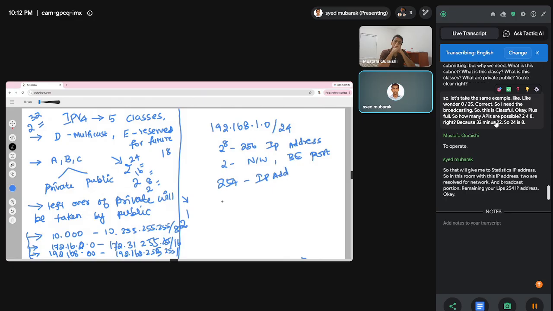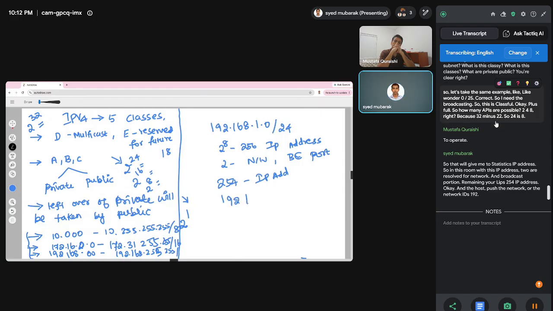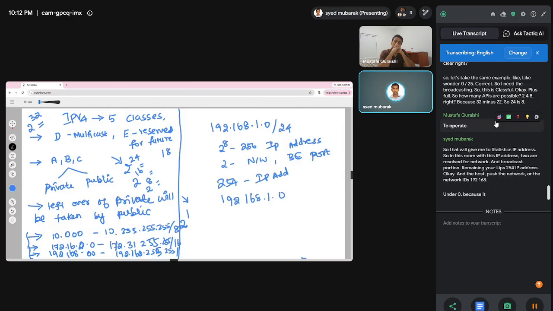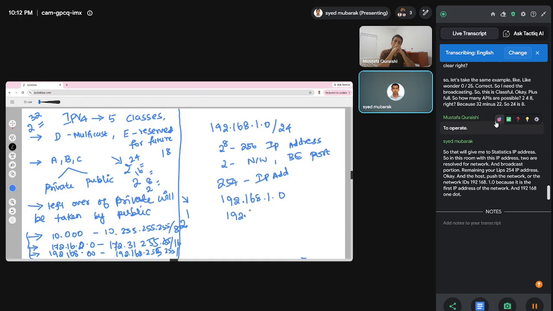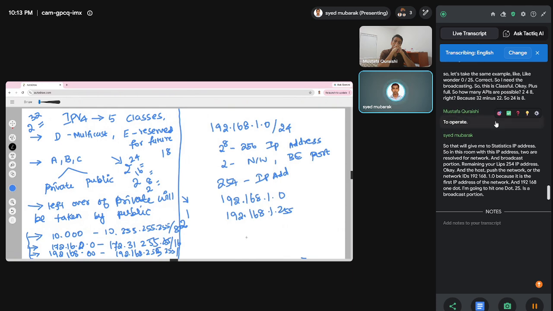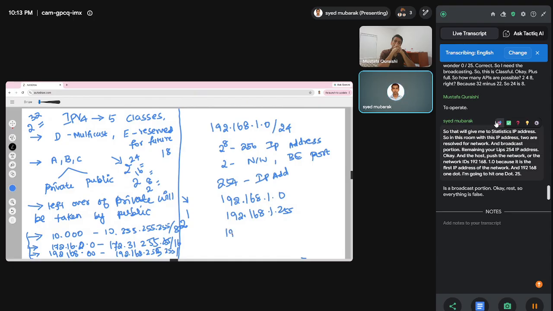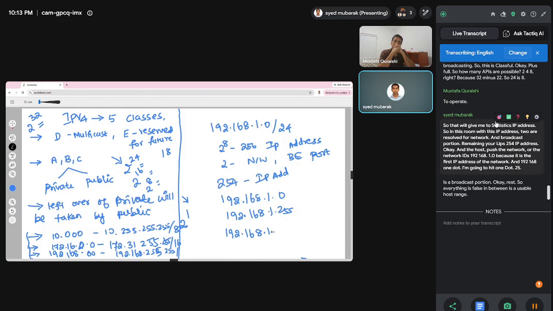Okay, and the network ID is 192.168.1.0 because it is the first IP address of the network, and 192.168.1.255 is the broadcast address. The rest of everything in between is the usable host range, 1.1 to 1.254.